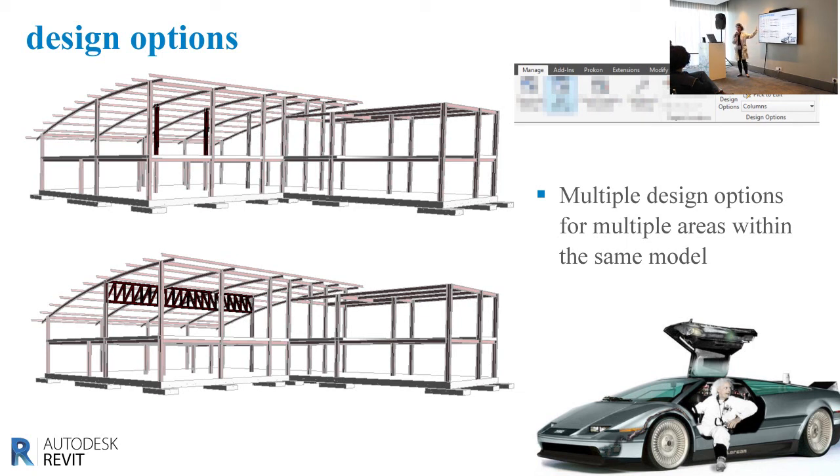But that is the exact same model that you're looking at there. It's not two different models, it's one model. There's a feature called design options. You activate it, you can have multiple design options for multiple areas within your model. So you can have 2 or 3 design options for the foyer area, you can have 2 or 3 design options for, I don't know, the bar area, whatever you want. And you can have multiple options as well for each area.